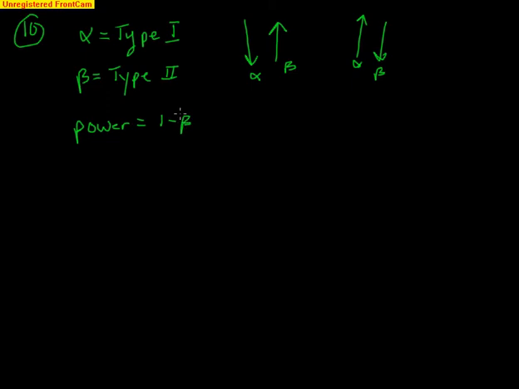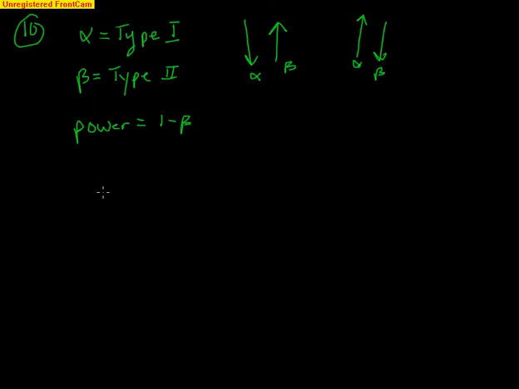Now, you never have to calculate this because you never have to worry about calculating beta, but it's the idea that if I have a bigger sample, the more the sample, the better, I'm going to decrease both, and I'm also going to increase power with bigger sample size.